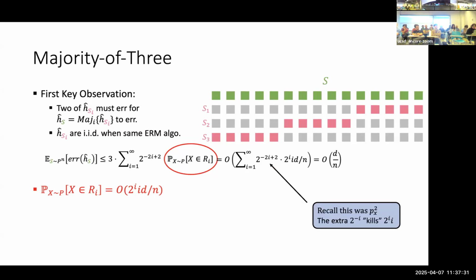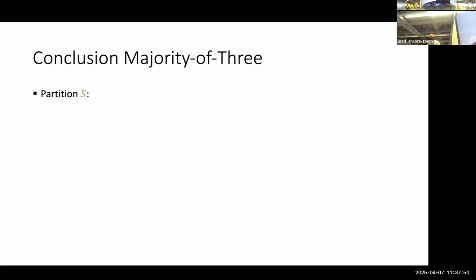And the real trick here was that this part, the 2^(-2i), that was this p_x squared. That's because the two of them have to err, and they're independent. So you get this p_x times p_x, so you get the 2^(-2i) that kills the 2^i times i. So that's the whole part of the analysis. This makes it go away. That's really the full analysis of this algorithm.